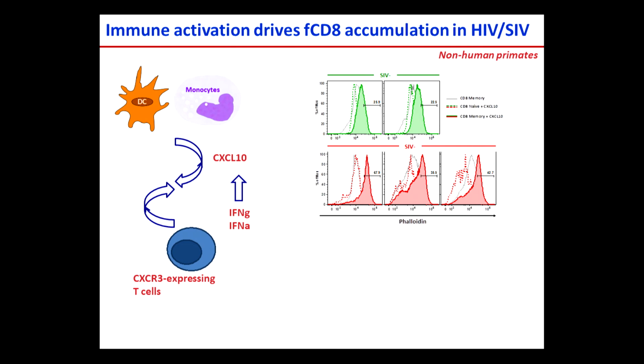So what you have here is an SIV uninfected lymph node, and this should be SIV infected. We can look at memory CD3 cells. We can look at CD8 cells that are naive or memory in the presence of CXCL10. And what you see is in SIV-infected monkeys, their memory CD8 T cells actually start to polymerize actin in response to CXCL10. That doesn't happen with the naive cells. It's only the memory CD8 T cells.